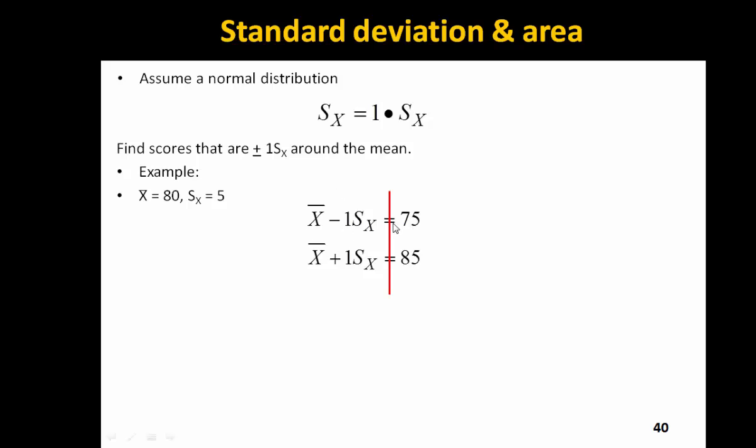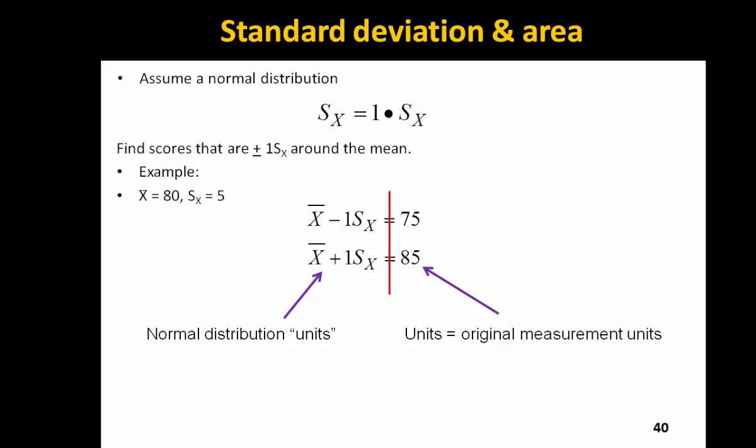And so understanding that the equal sign explicitly tells us that 75 is a true statement and the left-hand side is a true statement, but it's expressed a little bit differently. On the left-hand side, the expression is in what we call normal distribution units, and this is the mathematical expression of the standard deviation. On the right-hand side, with the actual numerical values, the units are in the original measurements. And the original measurement unit here in our example is 80 years, plus minus 5 years.